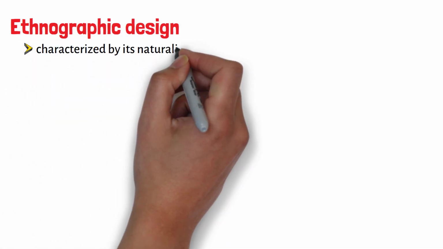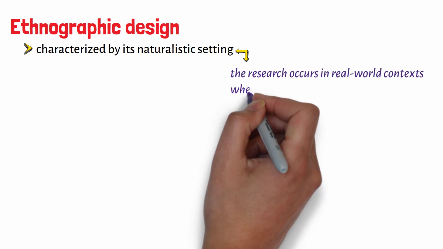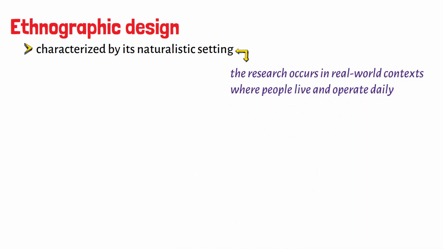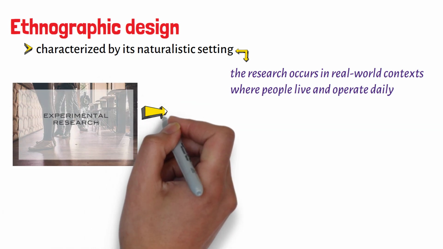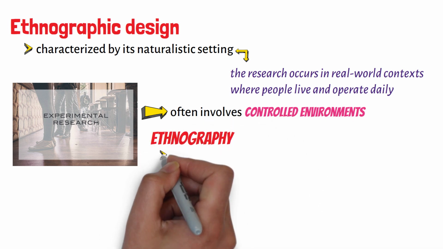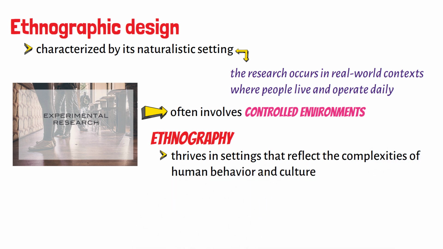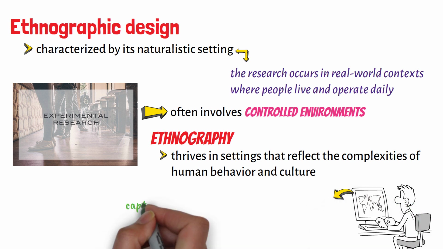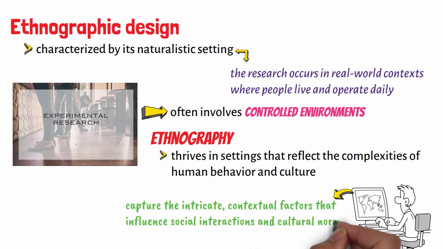Ethnographic design is characterized by its naturalistic setting, meaning the research occurs in real-world contexts where people live and operate daily. Unlike experimental research, which often involves controlled environments, ethnography thrives in settings that reflect the complexities of human behavior and culture. This allows the researcher to capture the intricate, contextual factors that influence social interactions and cultural norms.